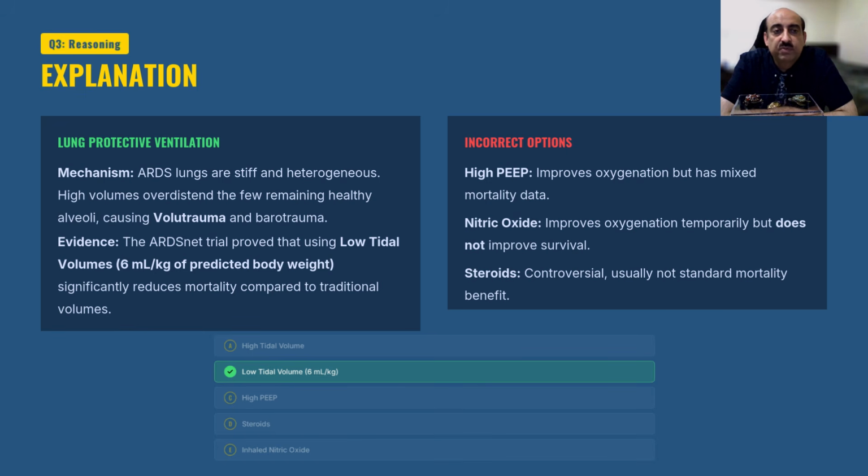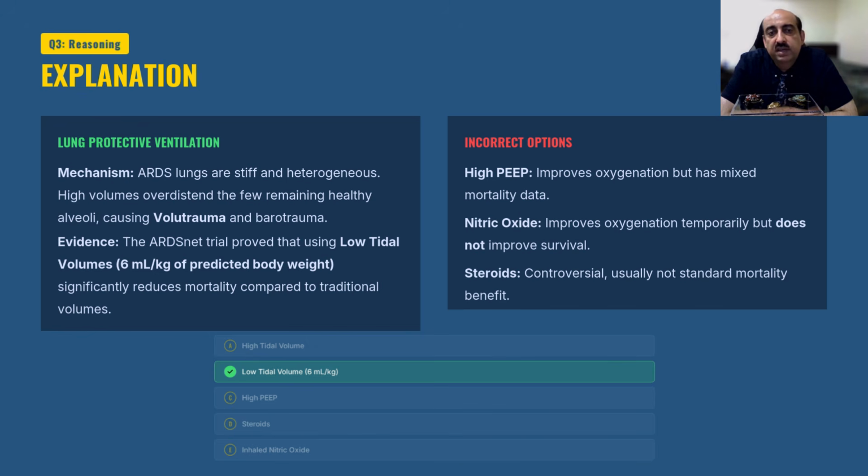Now the evidence comes from the ARDSNet trial, which proves that lower tidal volume settings of up to 6 milliliters per kilogram of predicted body weight specifically reduce mortality compared to the traditional volumes. So due to the same reason, the other options are incorrect. Let's look at one at a time. High PEEP, again, it might improve oxygenation by incorporating more alveoli into the oxygenation, but it has mixed mortality data, and again it can lead to more barotrauma.